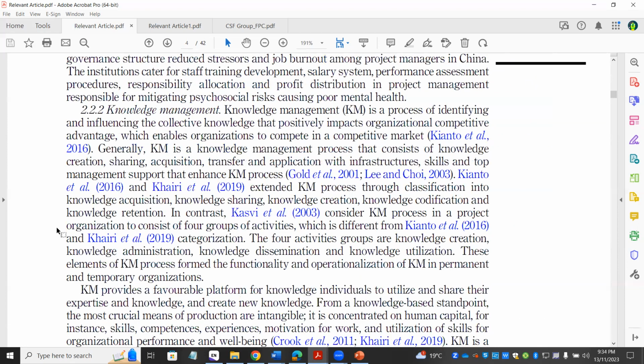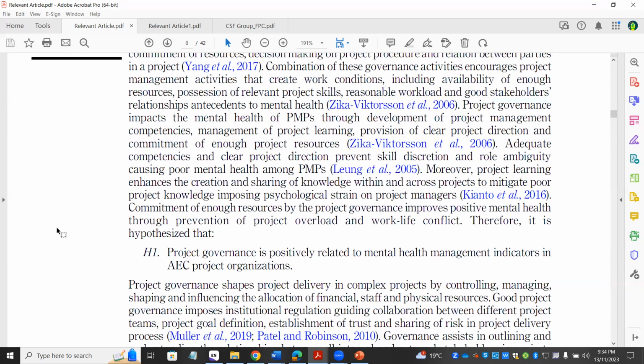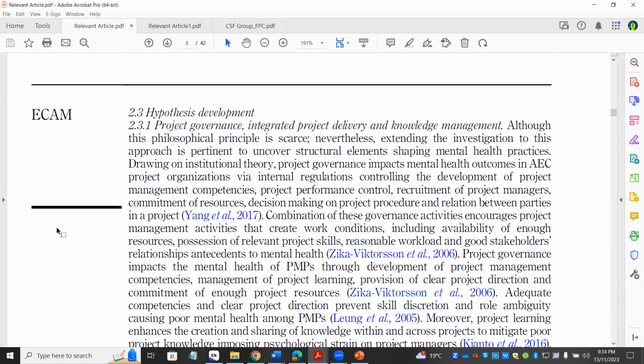And so on and so forth. So let's come here. Now the hypothesis is going to be formed based on the literature review. So this is not a case where the hypothesis is being developed from theories. Once again, in my next video, I'll show you a paper where theories were formed, hypotheses were formed from theories.